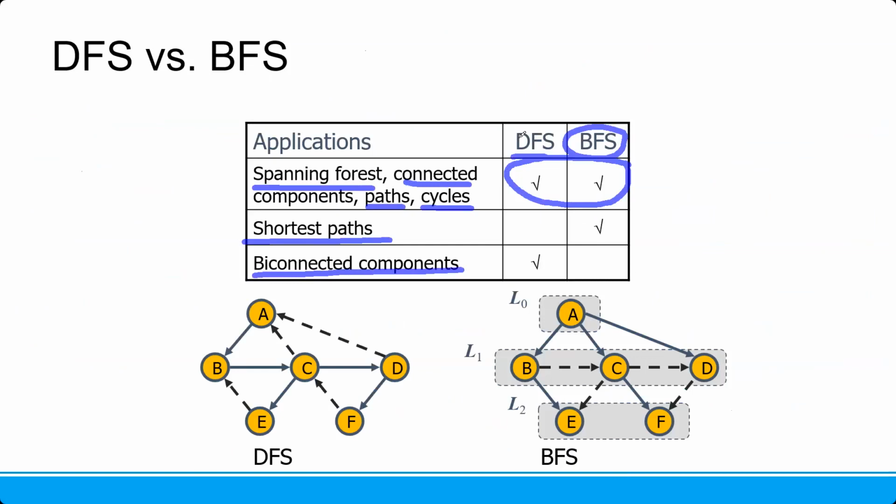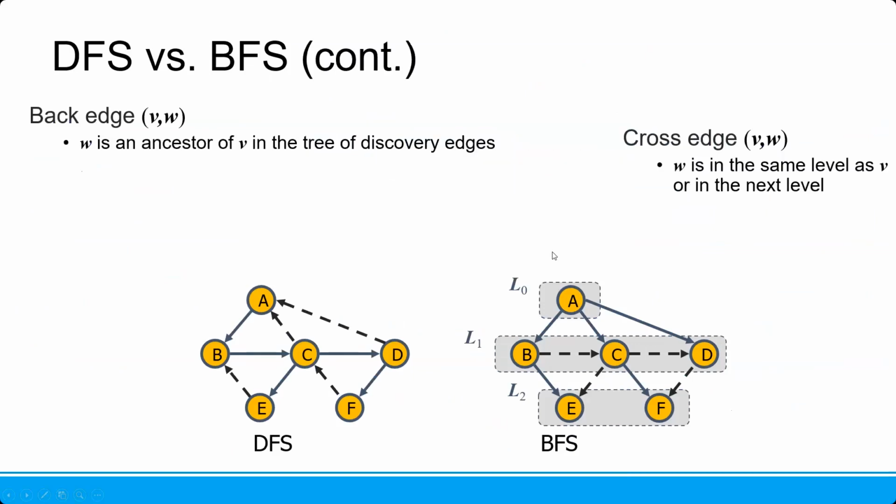But actually, you can use DFS for the path, though BFS will be better. If you use DFS for connected components, that is also good, but BFS is better. So, the difference between DFS and BFS: when you use DFS, you need to check the back edge. What is a back edge? W is an ancestor of B.